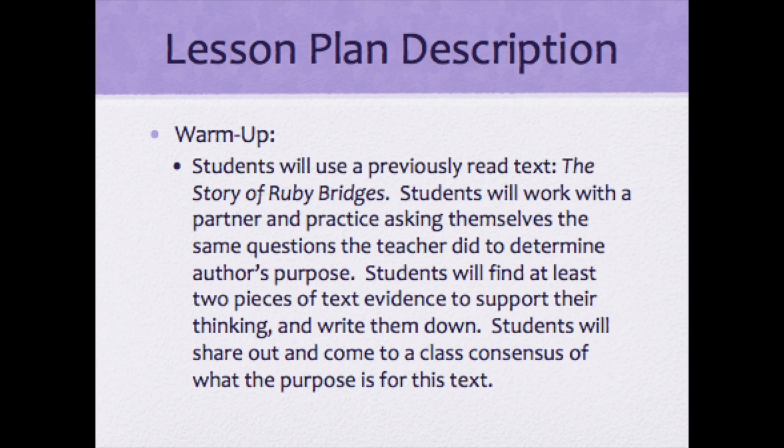Students will then flow into a warm-up using a text that they've already read, the story of Ruby Bridges. Students will then work on asking questions to either themselves or a partner, the same questions that the teacher used, and they'll be able to determine the author's purpose. Then they'll need to find at least two pieces of textual evidence that supports their thinking. They can jot them down in their reader's notebook, on Post-its, on paper, whatever works best for them, and then they can share out, and then the class will determine what the author's purpose was for that text. They should decide that this text is to inform, as it's a nonfiction text.